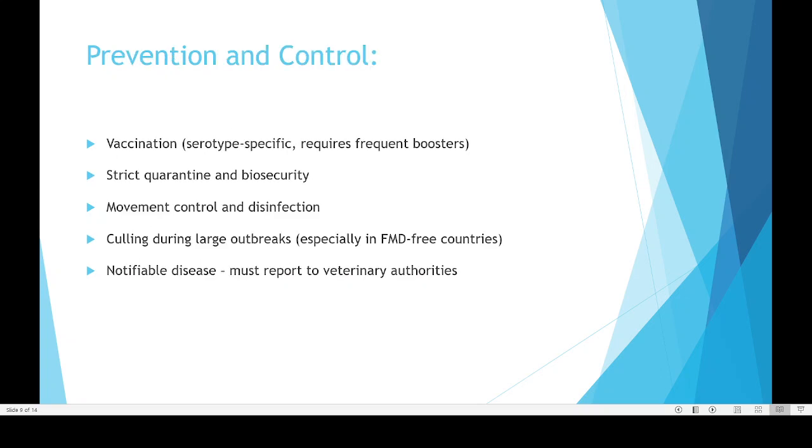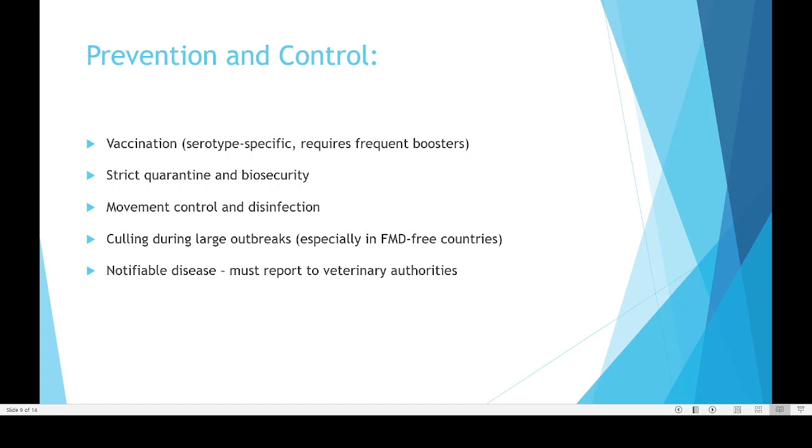So these are the methods, and for that there should be vaccination, like corona, we are taking vaccine. Then strict quarantine and biosecurity measures. For example, there is always the possibility of infection spreading from one animal to another. Then movement control, disinfection, and culling during large outbreaks. For example, if a lot of cows are infected, killing the animals. Sometimes you might have heard we have to kill a lot of animals to prevent the spread of disease.